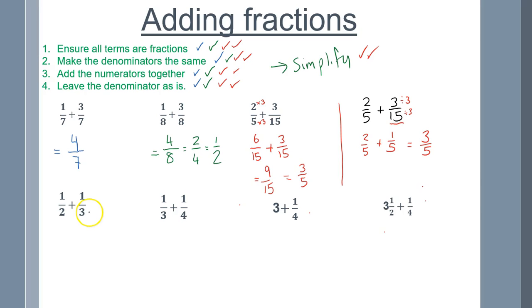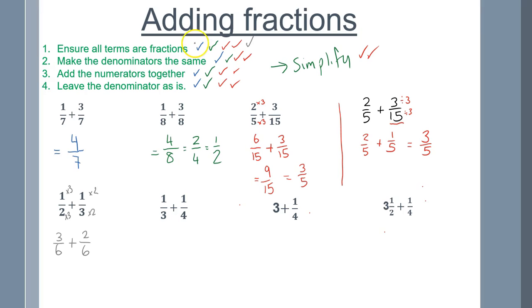So I'm going to go through my checklist. Sorry, I forgot about that. So are they both fractions? Yes, they are. Are the denominators the same? So let's change them both into 6. So if I want 2 to be 6, I'm going to multiply it by 3. And whatever I do to the bottom, I've got to do to the top, which gives me 3 over 6. And if I want this 3 to be 6, I've got to multiply it by 2. Whatever I do to the bottom, I've got to do to the top, which makes it 2 over 6.